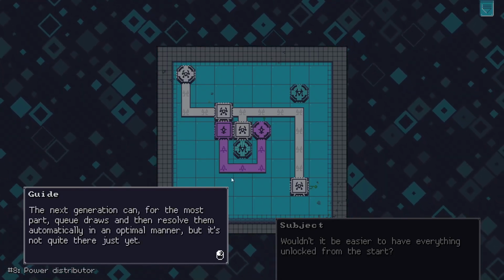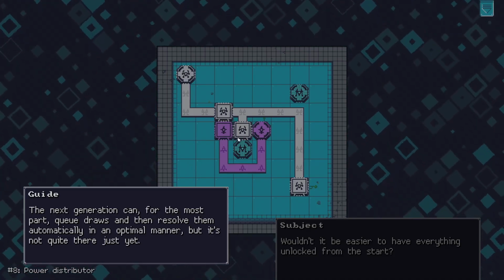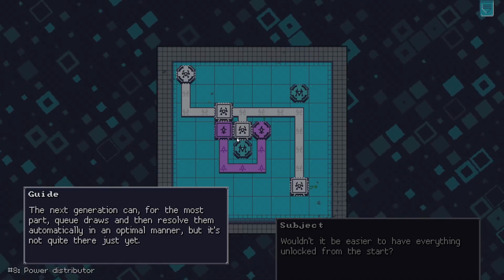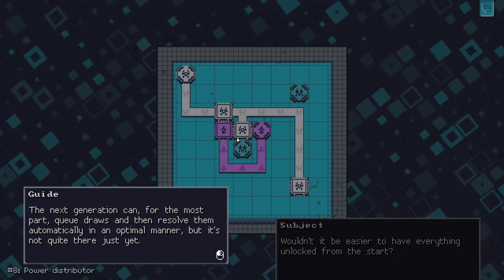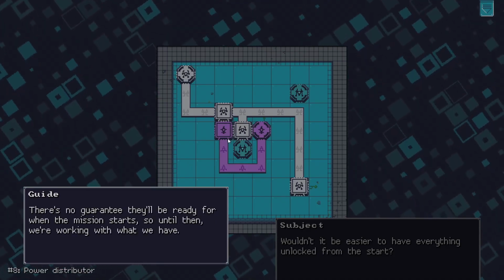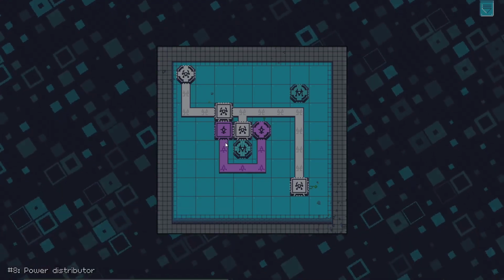That looked like it could have fit in that text box. The next generation can, yeah, see 4 lines here. The next generation can, for the most part, cue draws and then resolve them automatically in an optimal manner, but it's not quite there just yet. Okay. There's no guarantee they'll be ready for when the mission starts, so until then, we're working with what we have.